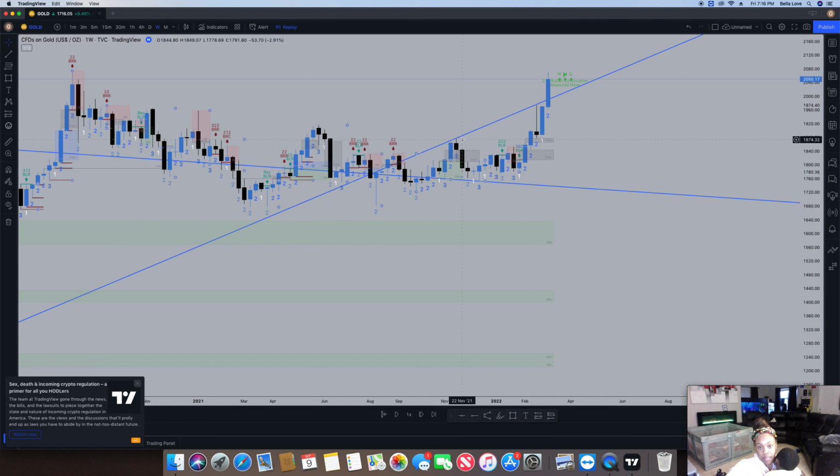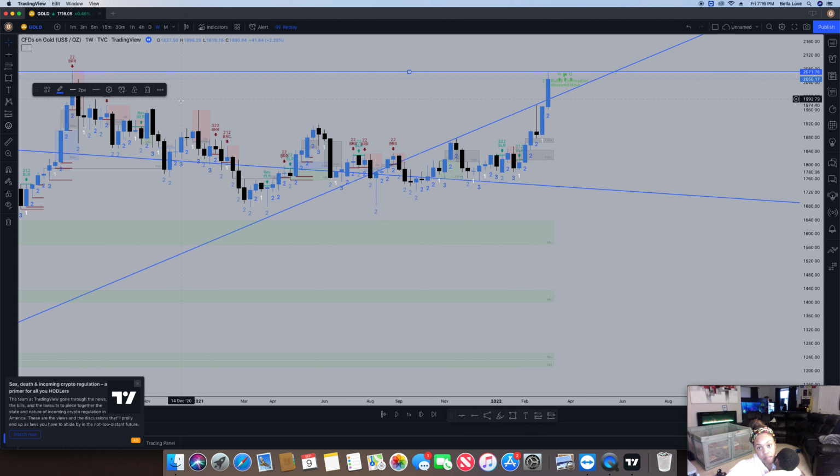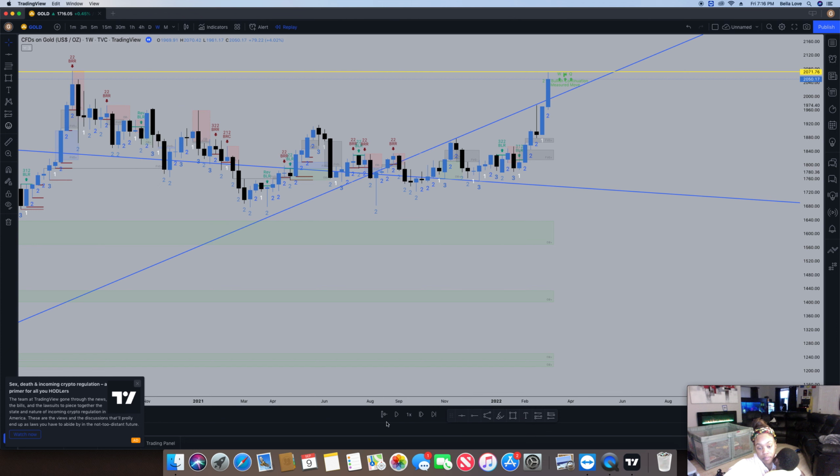Alright, so that point dropped down. That point is passing through. Looks to be taking out the upside liquidity. So let's see if it wants to go here. I'll draw that line yellow. Oh, well, it touched there and then it's dropping.